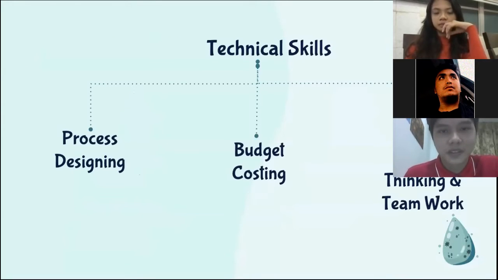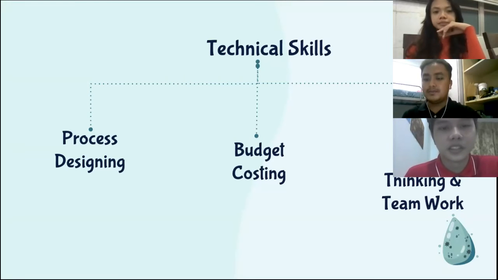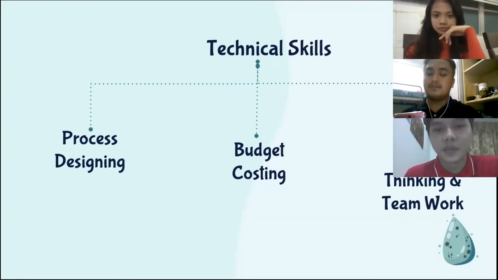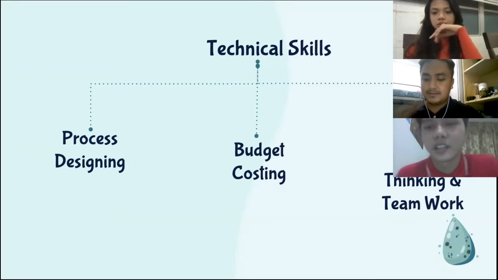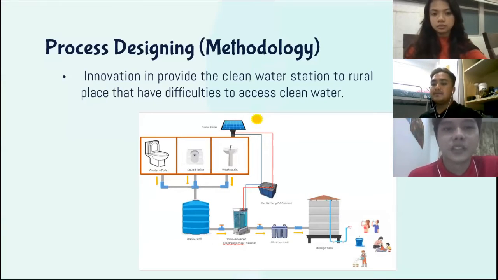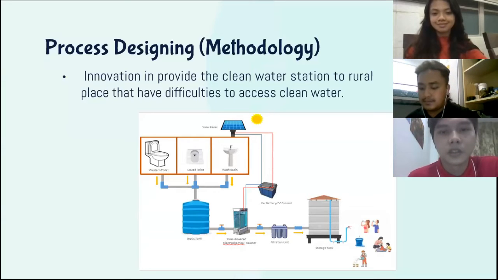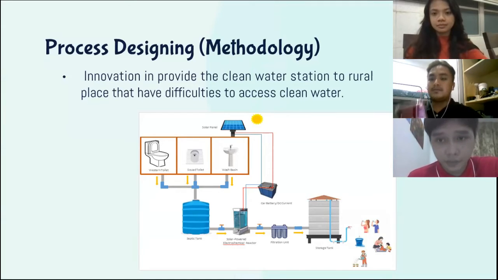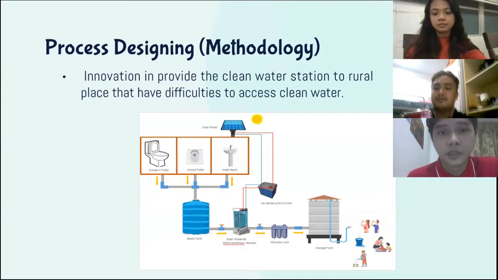Okay. So the technical skills that I want to explain are first the process design, second is budget costing, and third is critical thinking and also teamwork. Okay, first is process design. So this is one of my projects during my training at Green Inc.